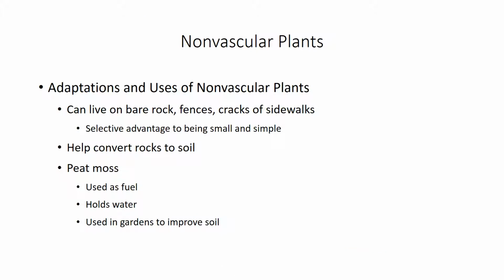Now, adaptations and uses of non-vascular plants. You might think that non-vascular plants don't serve a lot of purpose, but they do. They help convert rocks to soil by helping break them down. Peat moss is used as fuel. You can burn it, and it holds water really well. It's used in flower shops and in gardens to improve the soil because it improves the water-holding capacity of the soil. You find a lot of non-vascular plants in cracks of sidewalks, stone walls, and fences. They're very small, very simple, and very adaptable. And that's it.